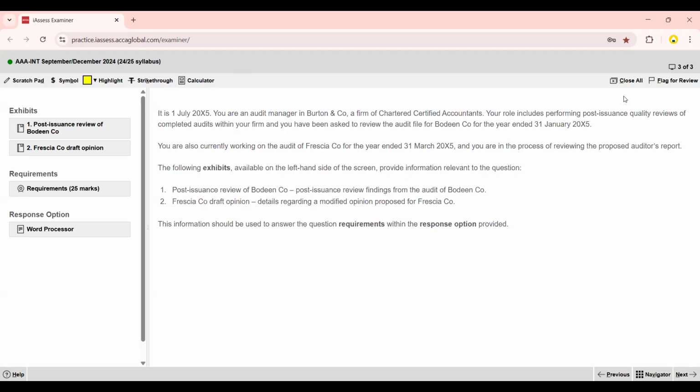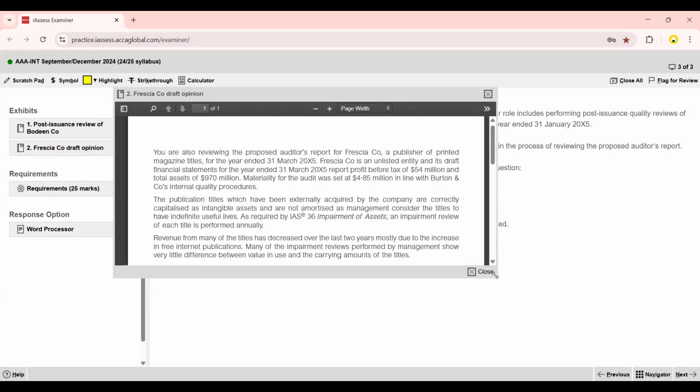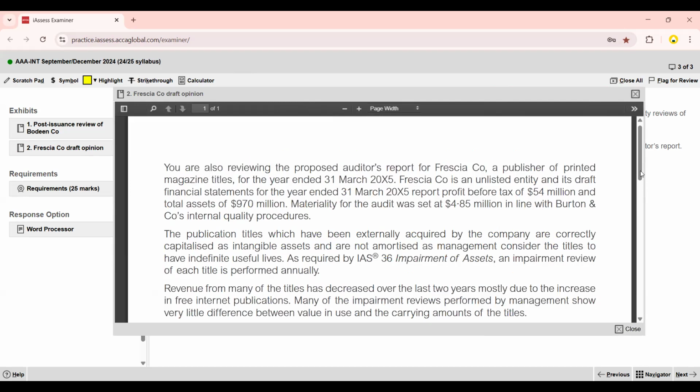Okay, so now it's clear. You just have to critically appraise. You have to highlight the shortcomings. The paragraph looks big. Okay, let's see.